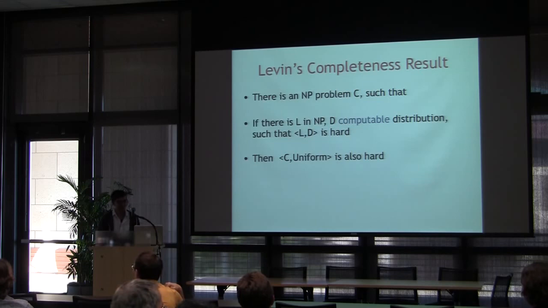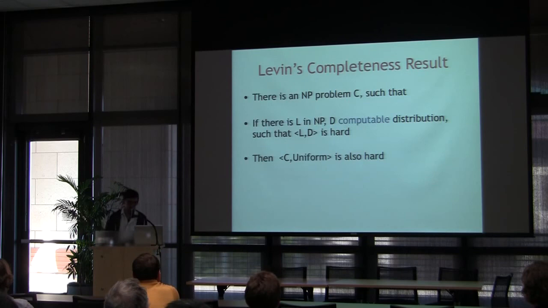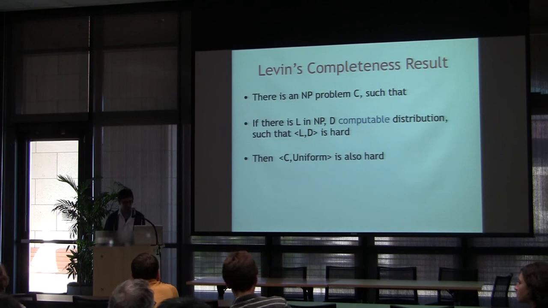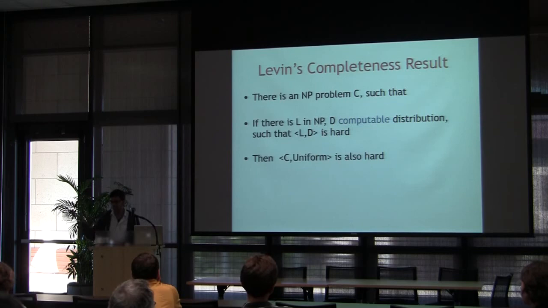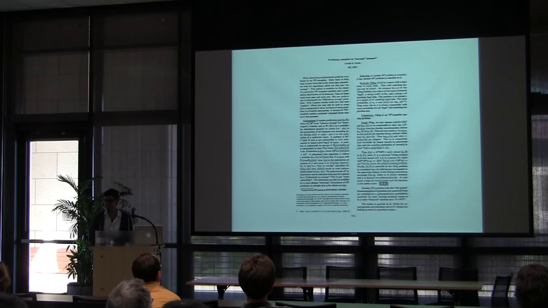So this is what we would like to argue: that there is some problem in NP such that, provided that anywhere in NP, for any sampleable distribution, something is hard on average, this particular problem has to be hard on average. Okay. So this is actually Levin's paper as it appeared in STOC '85. It was famously a one-page paper with no references. And maybe you cannot read the paper from there, but that's the least of your concerns.